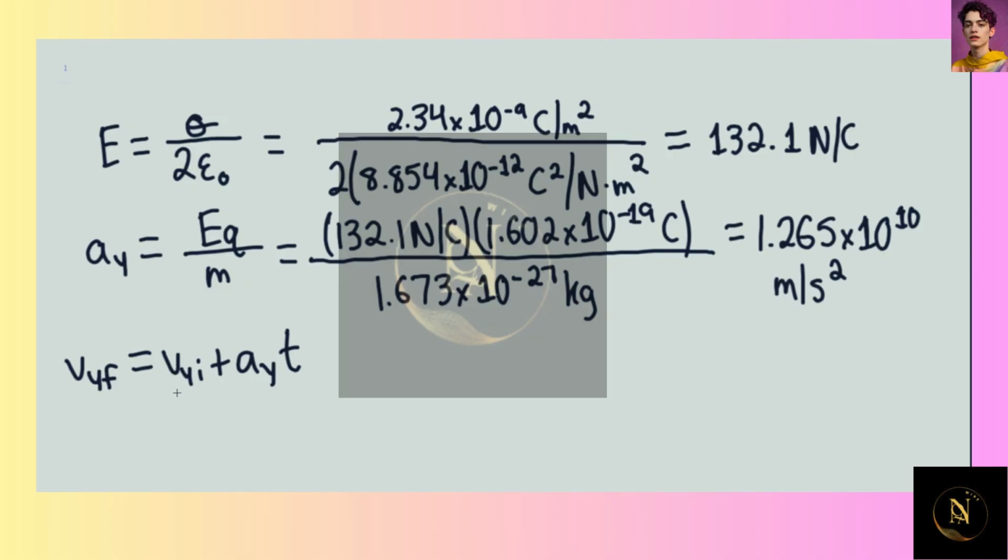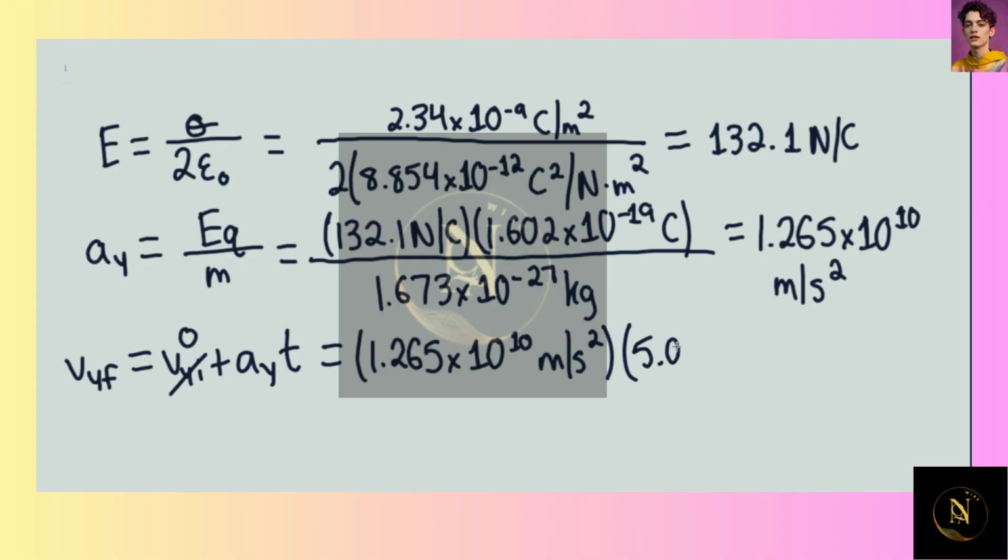We know that the initial y velocity is going to be 0, and so this would be equal to 1.265 times 10 to the 10th meters per second squared multiplied by the time of 5.00 times 10 to the negative 8th seconds. And we find that Vy final is giving us 632.7 meters per second.